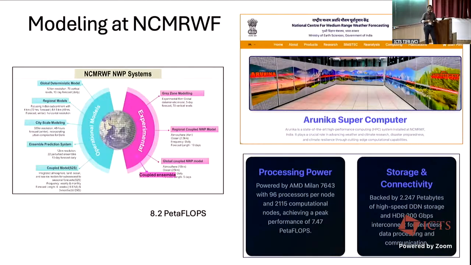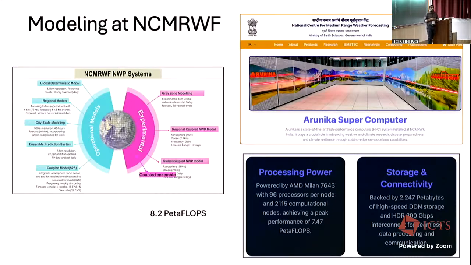The pink side on the schematic diagram is the experimental runs, where we have the 6 kilometer global model, like kilometer scale modeling. We now want to reduce it to 5 kilometer. It's gray zone modeling. Then we have the regional coupled 4 kilometer model over the Indian domain, which is experimental. This regional model gives only a 72-hour forecast, a 3-day forecast. And we have the operational coupled model, that is 12 kilometers.